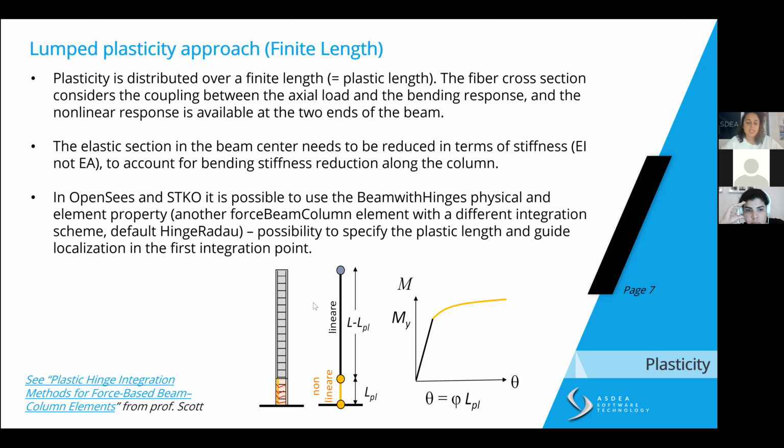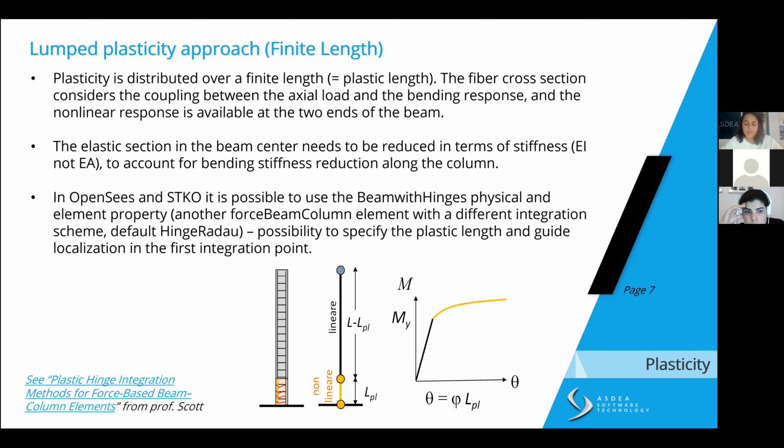In OpenSees and STKO, this is modelable. You can model this through an element called an element and a physical property called beam with hinges. This is an error that a lot of people make. They create a beam with hinges physical property, and then they assign a force beam column element. So just remember, everybody, that there is a beam with hinges element property, and that's necessary to be assigned to a beam with hinges physical property. They need to go together, otherwise your model will not work.